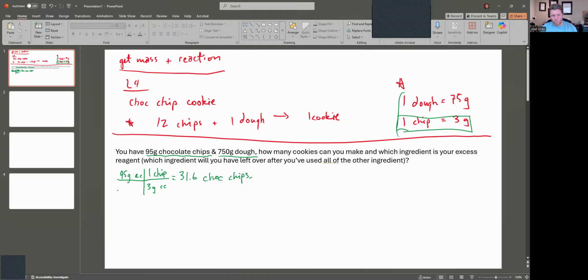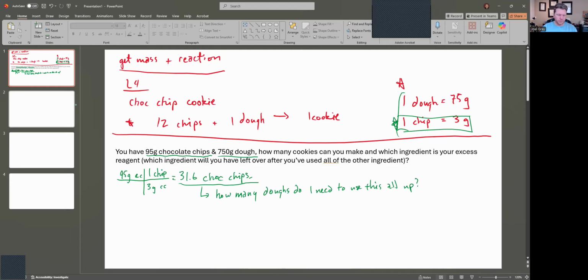Okay. Now, what I'm going to do here is I'm going to ask the question, based on this number of chocolate chips, how many cookies, or actually, no, no, no. How many doughs do I need? How many doughs do I need to use all of this up? Okay. So I'm still focused on my chocolate chips, but now I'm relating it to the amount of dough.